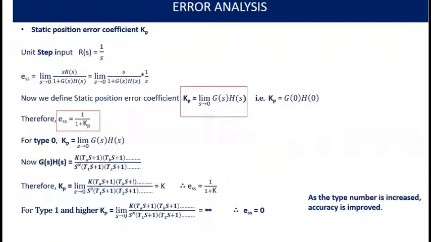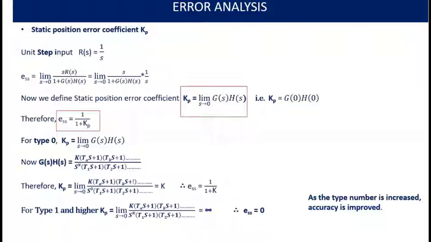Now, static position error coefficient Kp. There are three error coefficients: static position error coefficient, static velocity error coefficient, and static acceleration error coefficient. First, we can see the static position error coefficient, denoted by Kp. Here, the input is a unit step input.